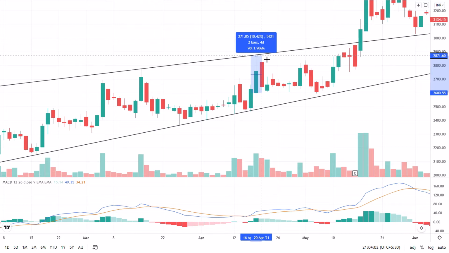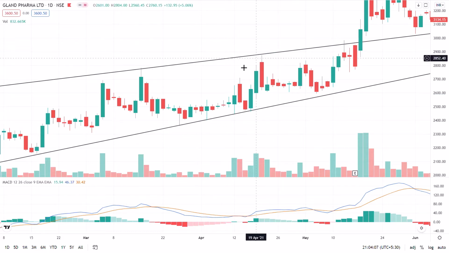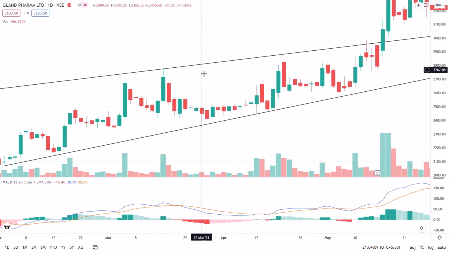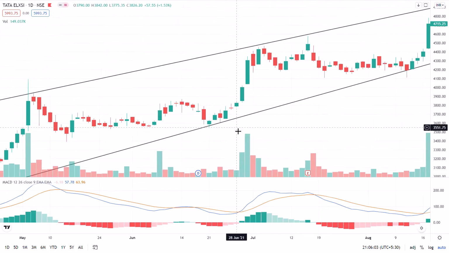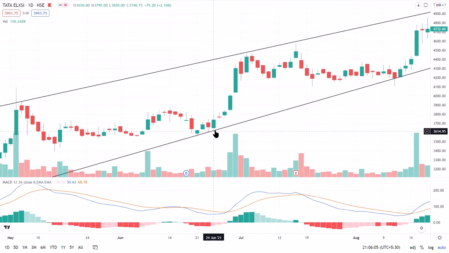Which do you think is better? 19% in 15 days or 10% in 2 days? Let me show you another example. Here again it hit the support and bounces up.